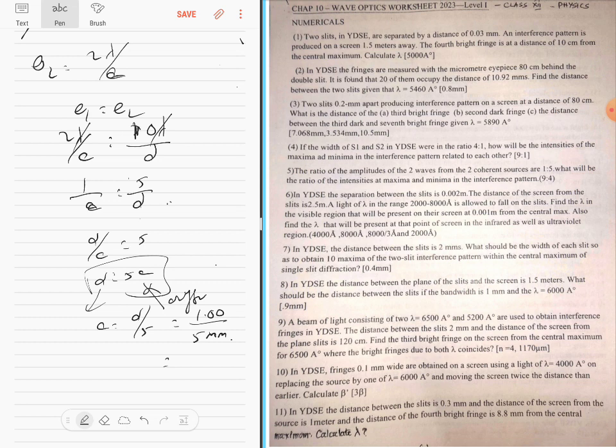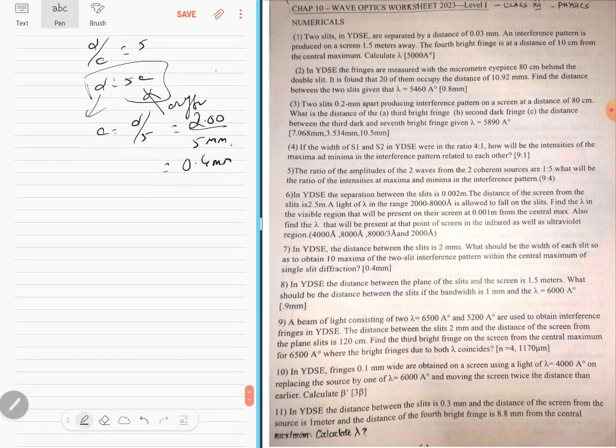D by 5, D is 1 millimeter or 2 millimeters here, D is 2 millimeters. Sorry, it's 2 by 5. So then therefore it's 0.4 millimeter. Very difficult sum. It's a very difficult sum for me.